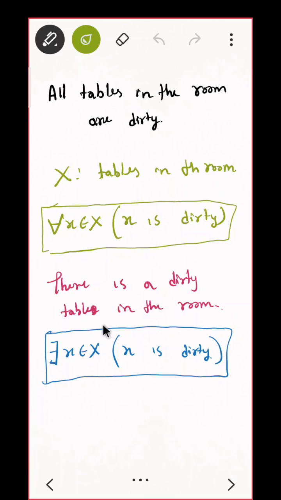There is a dirty table in the room, that means what? There exists an x in X. What is the set X? That is tables in the room such that x has this property, x is dirty. Is that clear?